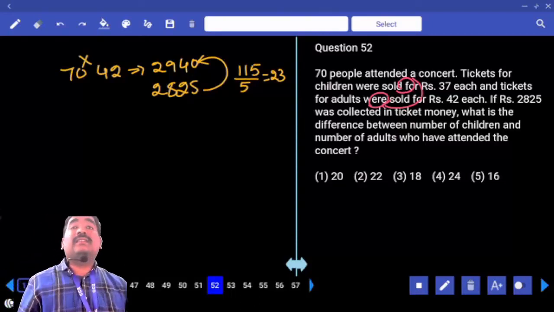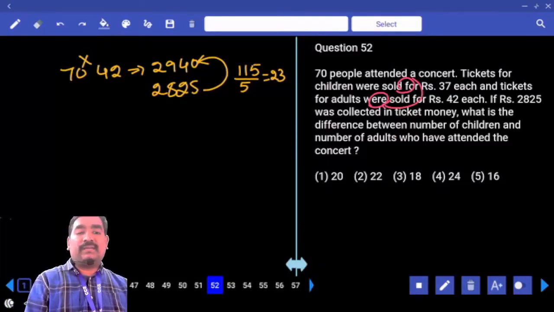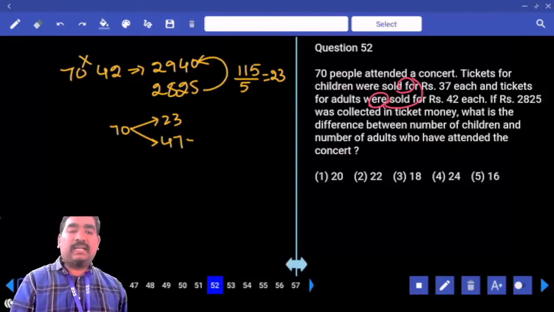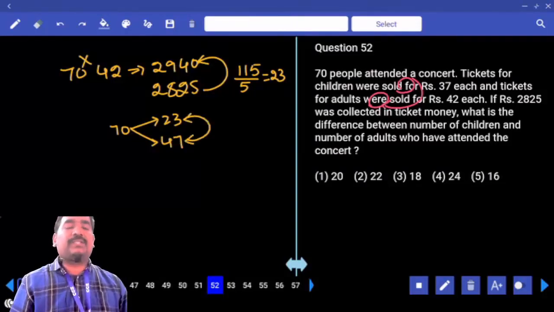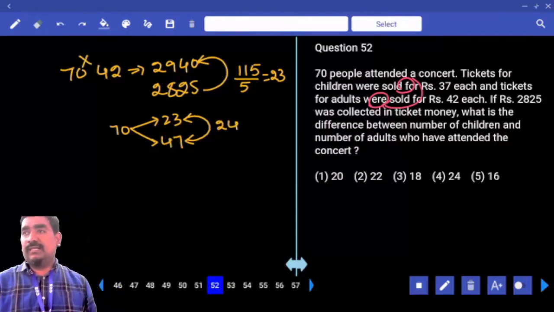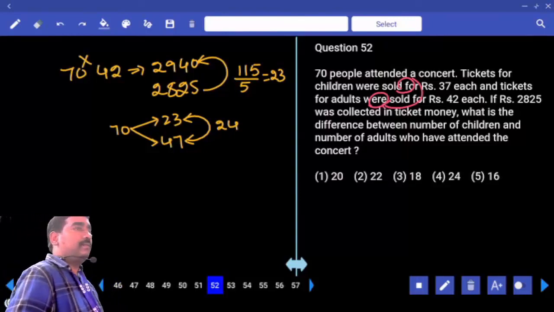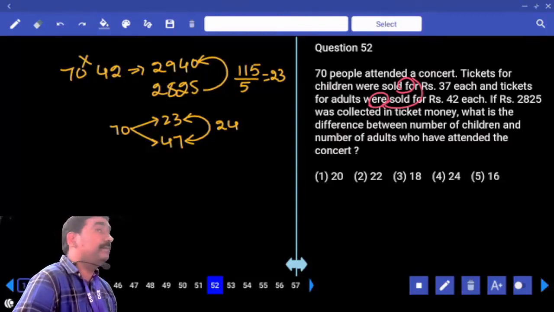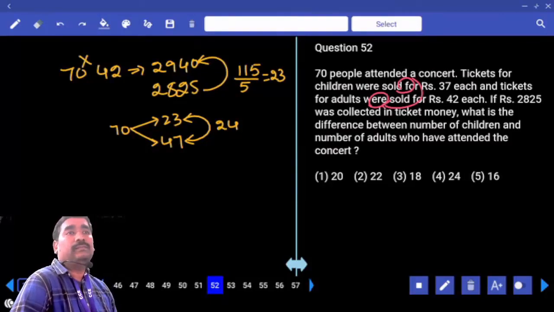Total how many members? 70. Out of 70, 23 are children. Means rest of them are adult or not? Adults are 47. Difference between adult and children means 47 minus 23. What is 47 minus 23? That's your answer. 47 minus 23, 24 your answer. Yes or no?